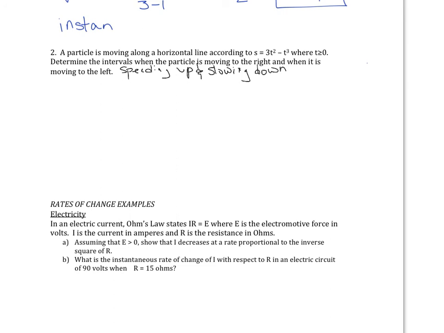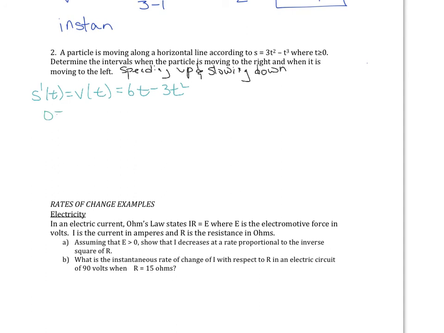Over here, we need to know when it's moving to the left and to the right. So we need the velocity. So S prime of t will give me my velocity. And in this case, it's going to be 6t, I'll take the derivative, minus 3t squared. I want to know when it's 0, when it's stationary, so I could determine when it's moving to the right, which is a positive velocity, and when it's moving to the left, which is a negative velocity.